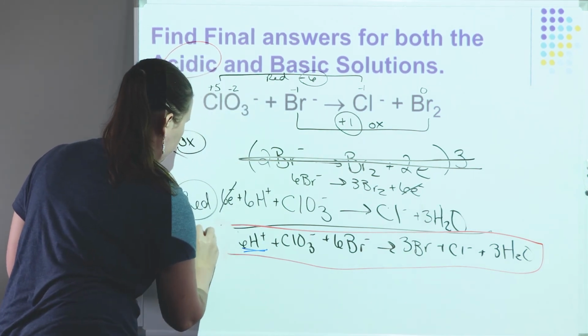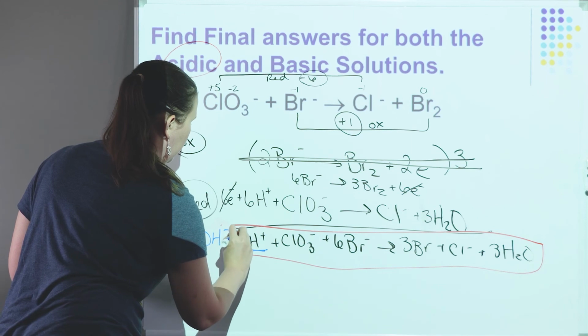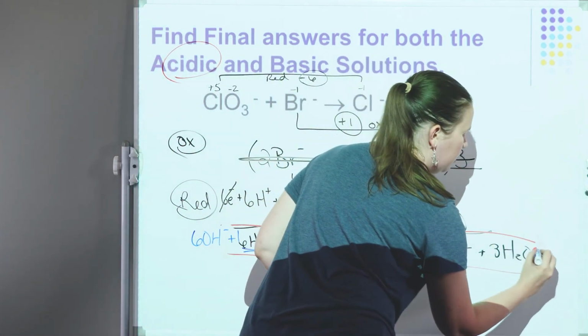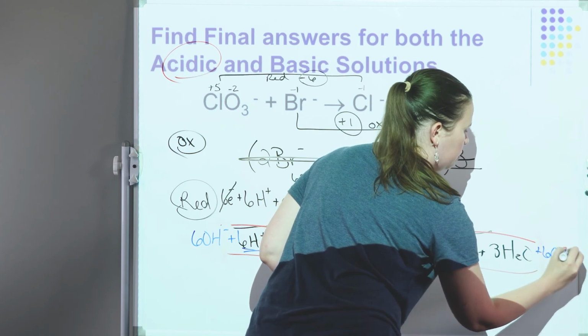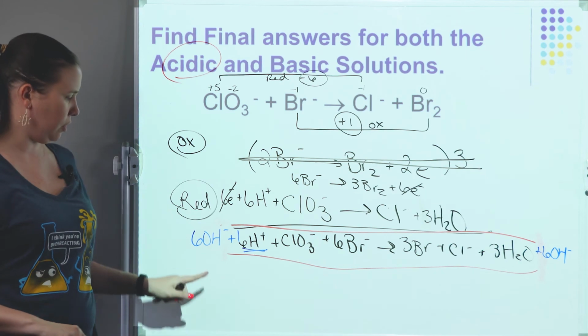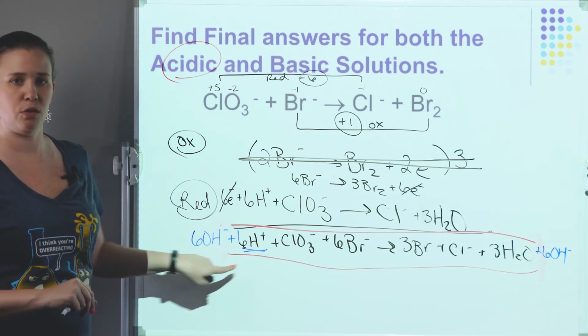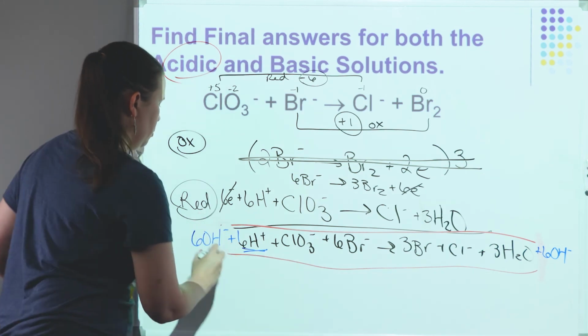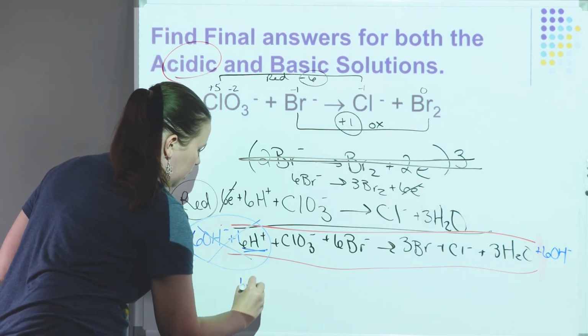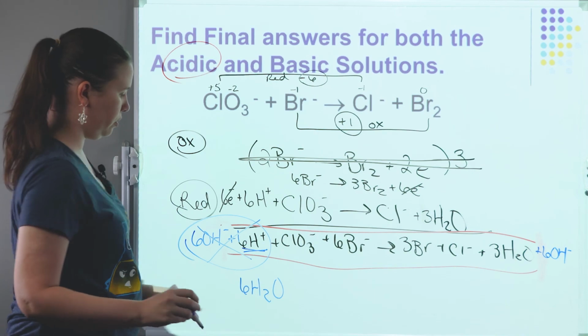So I'm going to take 6 hydroxide ions and add them into either side. So that's also going to get added to the product side. When you add hydroxides, you add both sides evenly, and the number is determined by neutralizing the hydrogen. So speaking of neutralizing the hydrogen, that's going to now combine to form 6 water molecules.